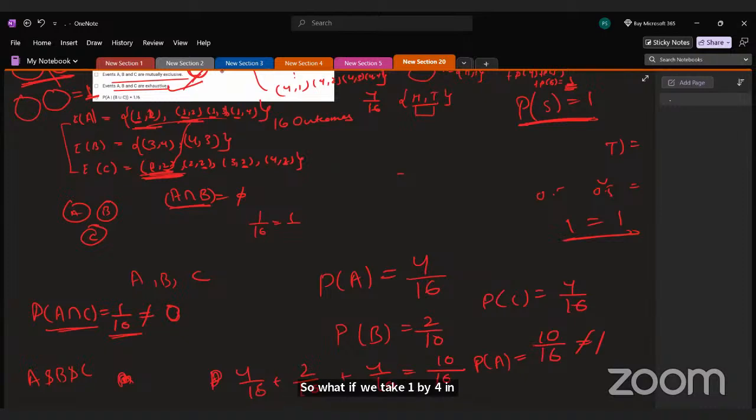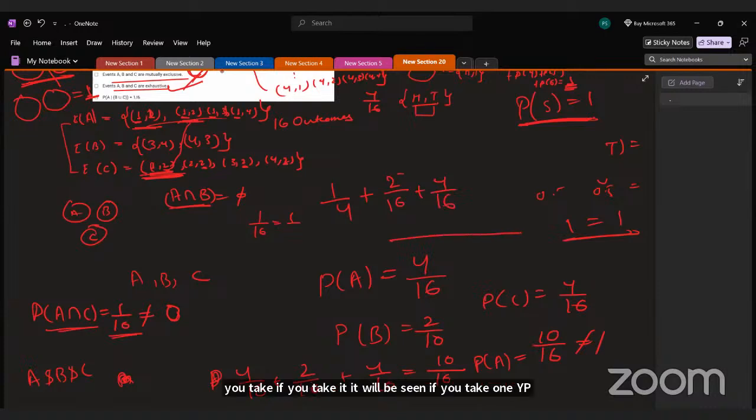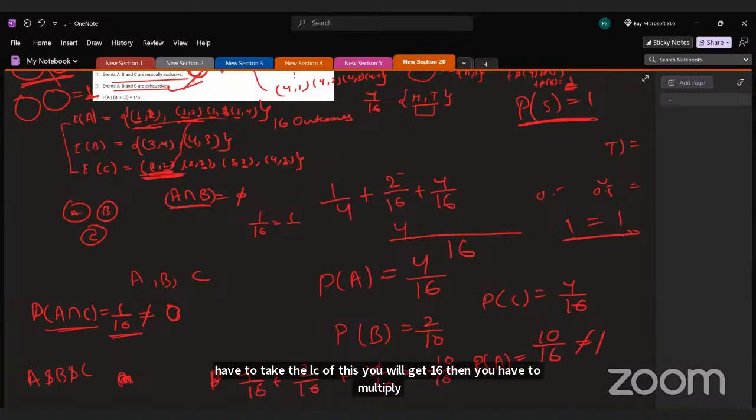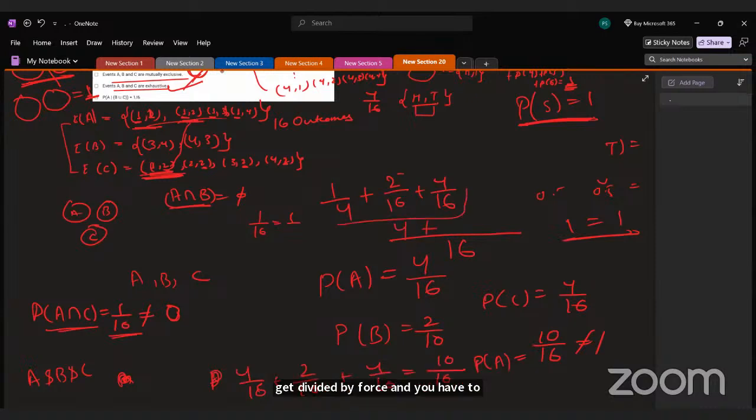Will it be the same or no? It will be the same. If you take 1 by 4, then you have to take the LCM, you will get 16, then you have to multiply, get divided by 4, so you get 4 only. This will be equal to this. This is basic math. Yeah?